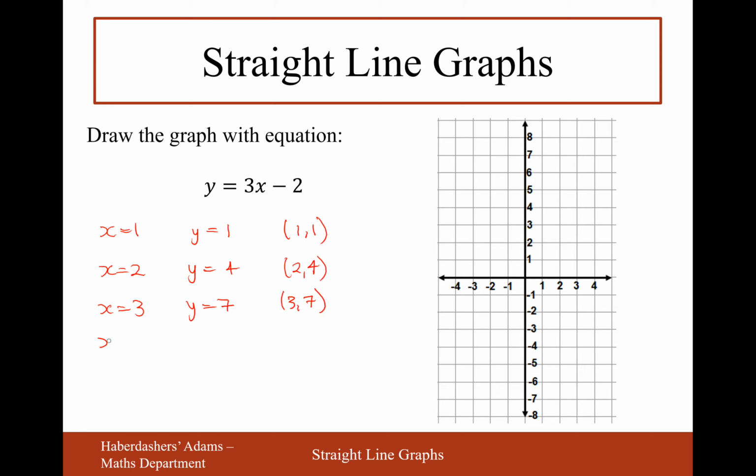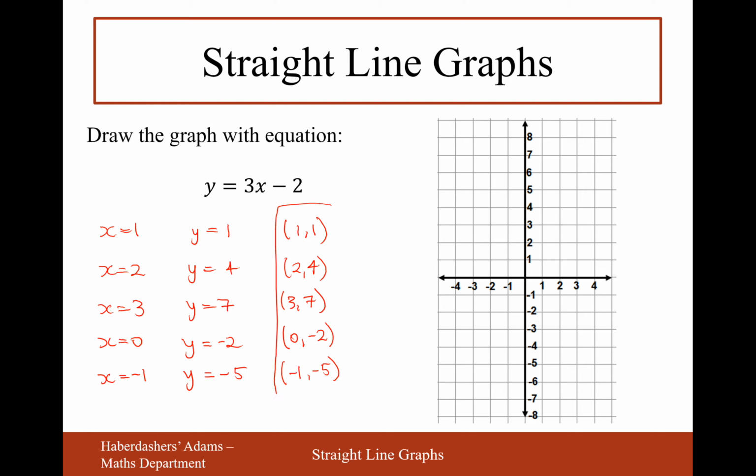Let's just choose the easiest x number of them all, 0. 0 times 3 is 0, minus 2, that would be minus 2. Let's choose one negative number just for luck. Y equals 3 times minus 1, that's minus 3. Take away another 2, that would be minus 5.